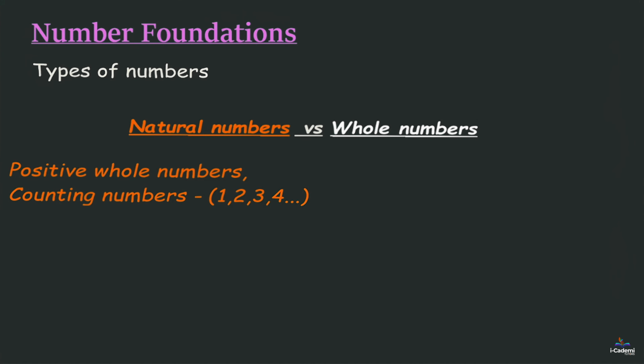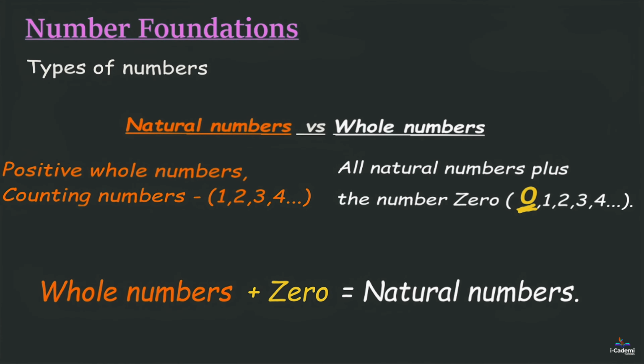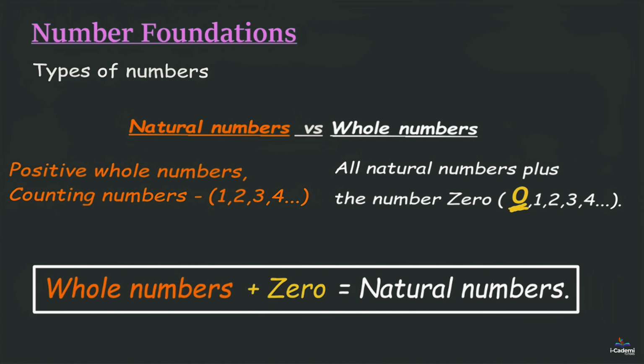On the other hand, the whole numbers are almost identical to the natural numbers with just one crucial addition, the number 0. The set of whole numbers includes all natural numbers plus that single powerful digit 0. So the sequence for whole numbers is 0, then 1, 2, 3, 4 and so on. The key takeaway is that every natural number is also a whole number, but not every whole number is a natural number because 0 is the exception.